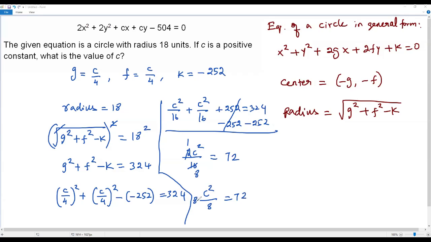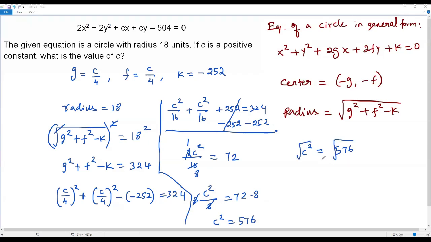Now I multiply both sides by 8. When I do so, this 8 will cancel. I'm getting c² = 576. The product of 72 and 8 is 576. Now to get c from the square, I have to take the square root on both sides. So c² = 576, and to get c from c², I'm taking the square root on both sides.